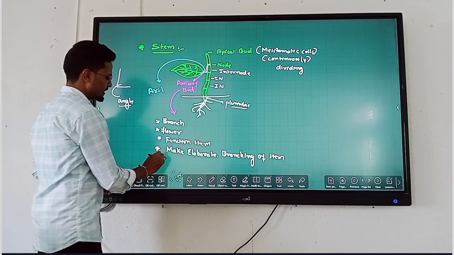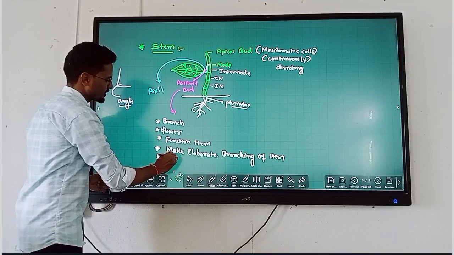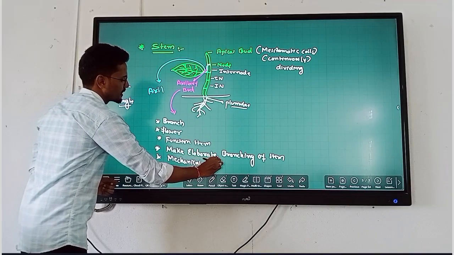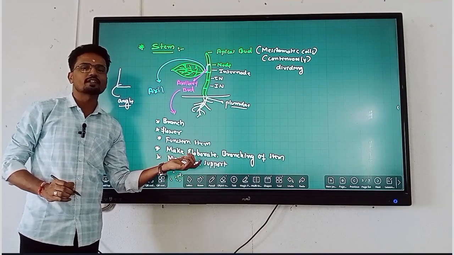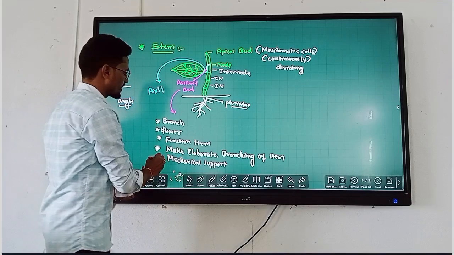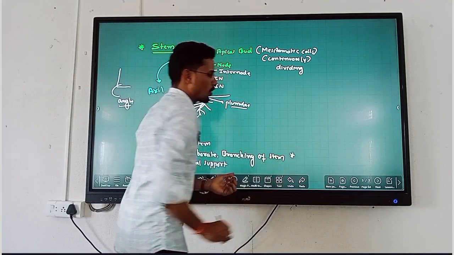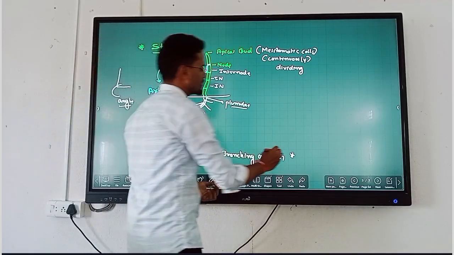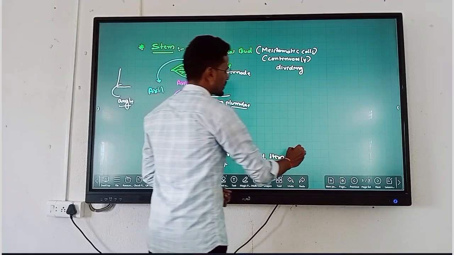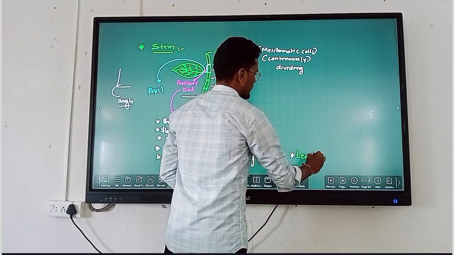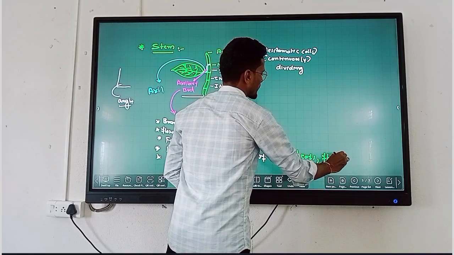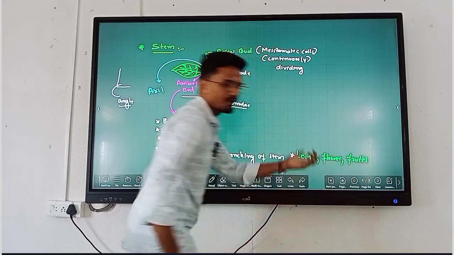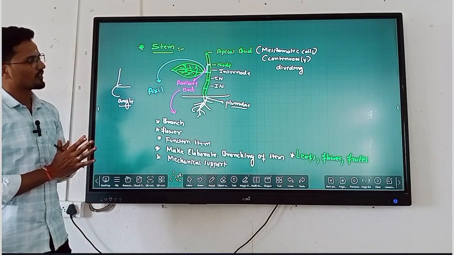It gives mechanical support. Due to the stem only, the whole plant gets mechanical support. It also helps in the production of branches. If branches increase, of course leaves also increase, and flowers and fruits. These all are going to be increased. This is the main function of a stem.